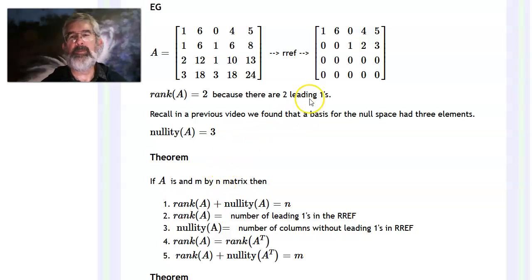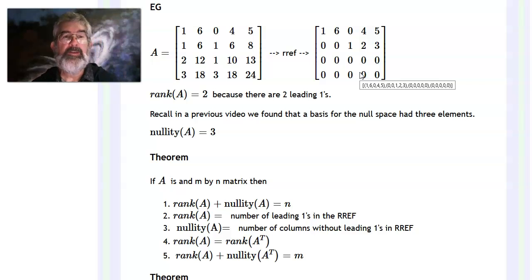Well, you can see what we did up here. The columns with leading ones give you basis elements of the column space or the row space. And the columns without leading ones lead to elements in the basis of the null space. So the number of vectors that went into a basis for the row space or a basis for the null space was 1 for each column. And so the number of columns is n. The rank plus the nullity is n.